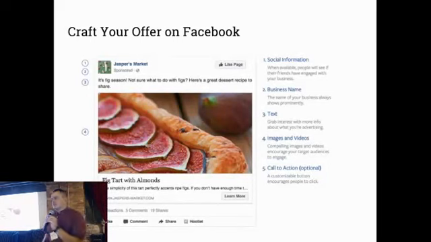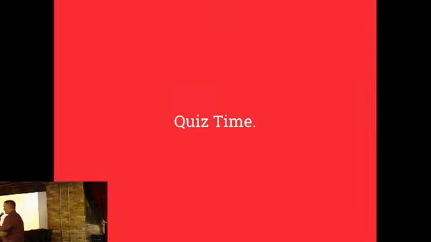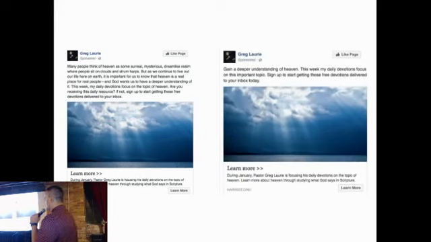So a lot of the same concepts that we used for ads or emails, which is next, it's the same thing. You create your offer just in a different format. We're going to start introducing some quizzes here. So on the first ad, this was it. Second ad, this was it. Which ad? Number 1 or number 2? Who thinks number 1 did better? Number 2?